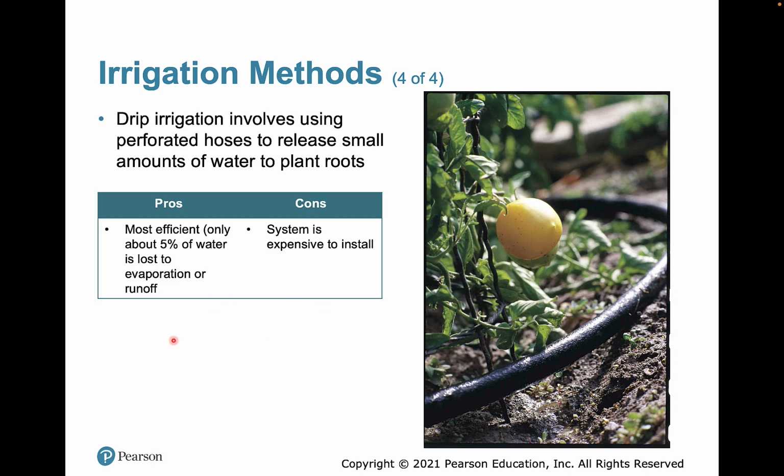The most effective method to do for irrigation is drip irrigation. You put this system of really little hoses all around your farm, and then they're perforated. So they release small amounts of water directly to the plant roots, okay? It's really efficient. There's only about 5% of that water is lost to evaporation or runoff. So the water gets to where it needs to be. But the big con, as has been the case with all of these things that we've talked about for this whole year, is that it's expensive, right? So we tend to do things that are cheap rather than the things that make the most environmental sense.